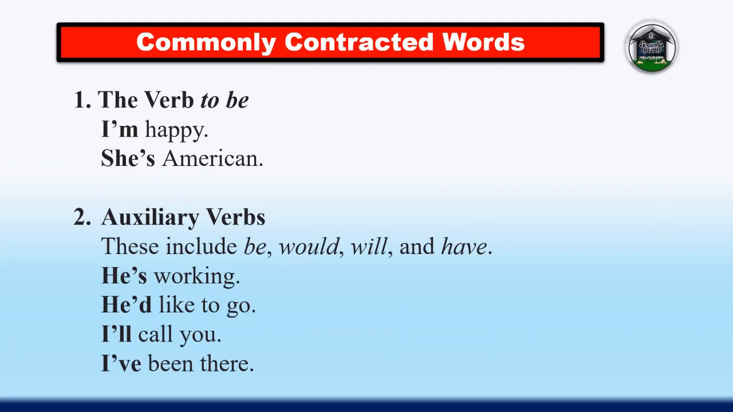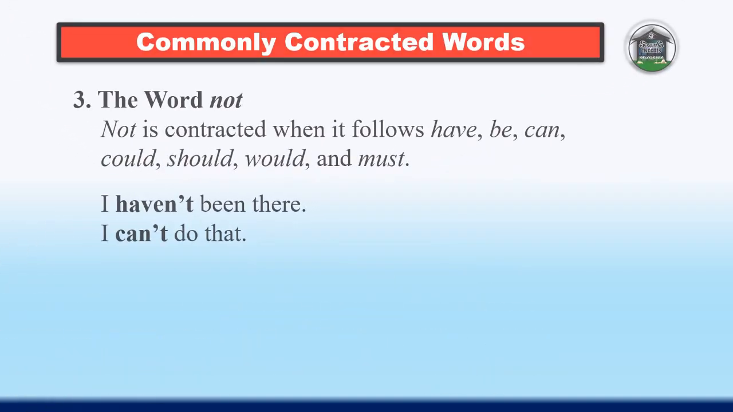Commonly contracted words. The verb to be. I'm happy. She's American. Auxiliary verbs such as be, would, will, and have. He's working. He'd like to go. I'll call you. I've been there. The word not, when it follows have, be, can, could, should, would, and must. I haven't been there. I can't do that.